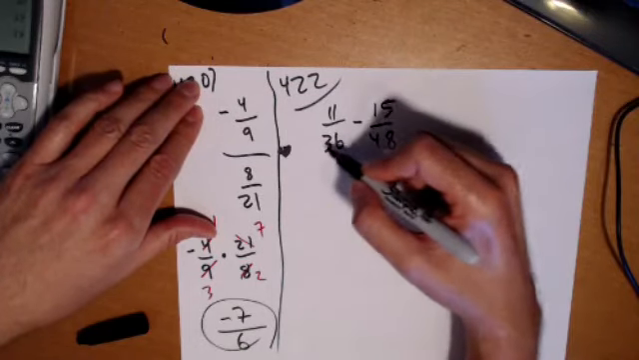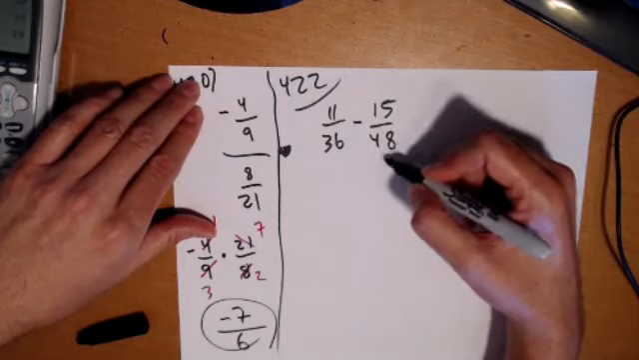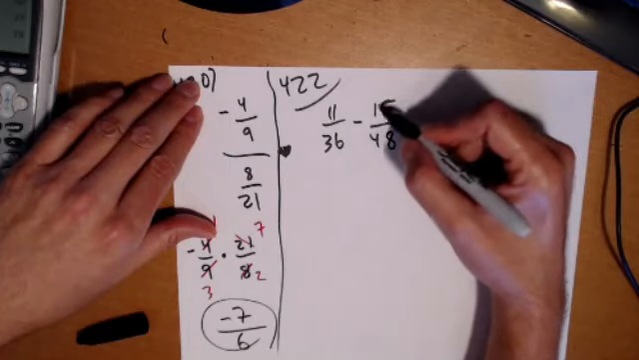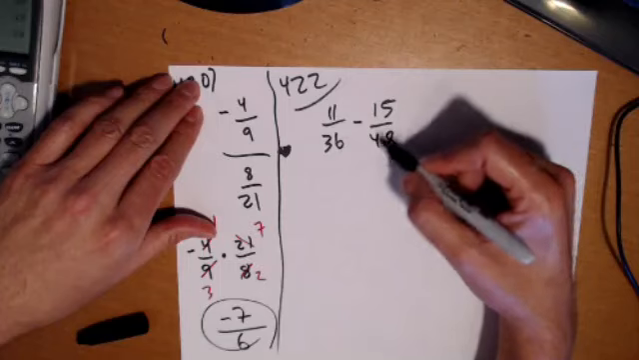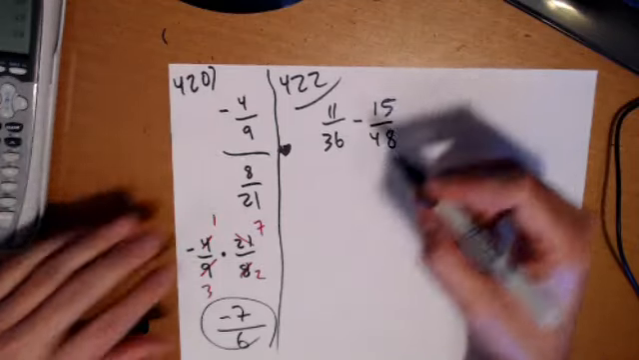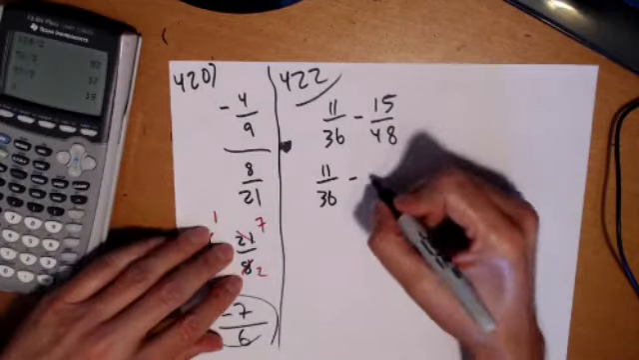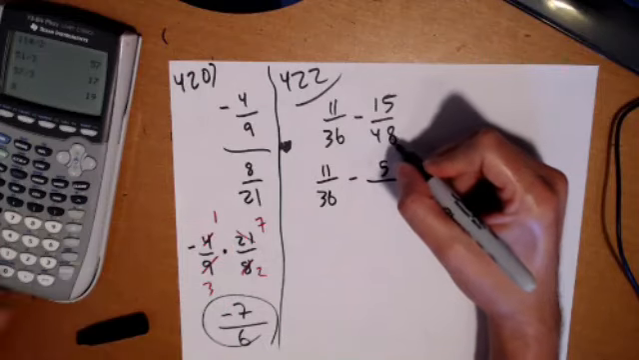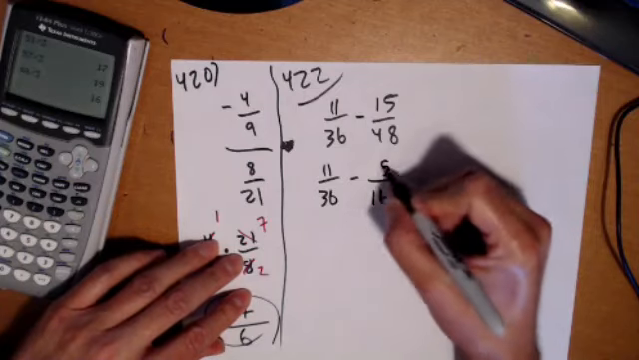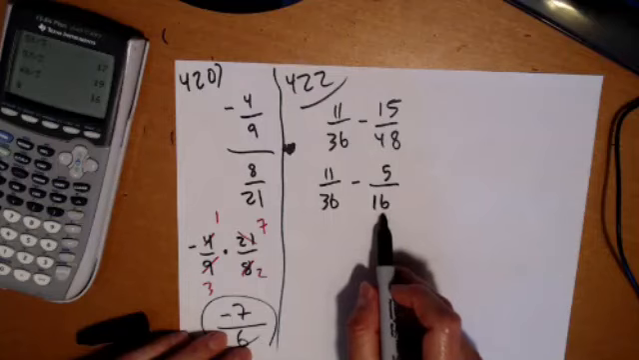So before I jump into a common denominator between 36 and 48, I noticed that 15 and 48 reduce because I know 3 goes into 15, and I also know that 3 goes into 48 because 4 plus 8 is 12, and 3 goes into 12. Okay, so 11 over 36 minus, on the calculator, 3 goes into 15 five times, and 48 divided by 3 is 16. Does it reduce more? No.